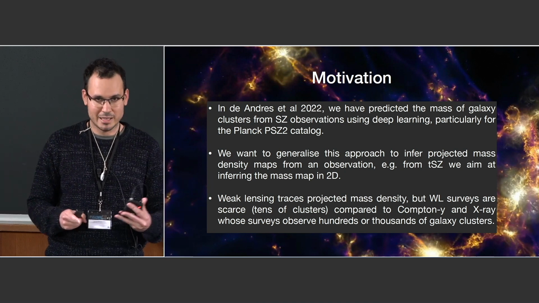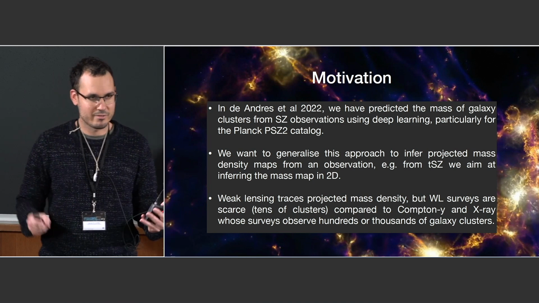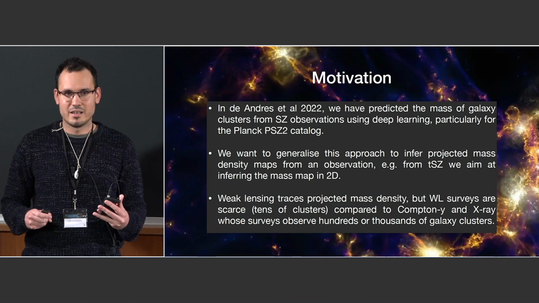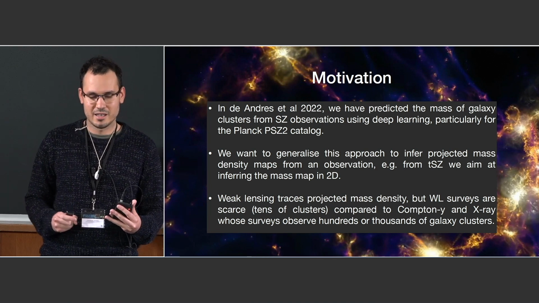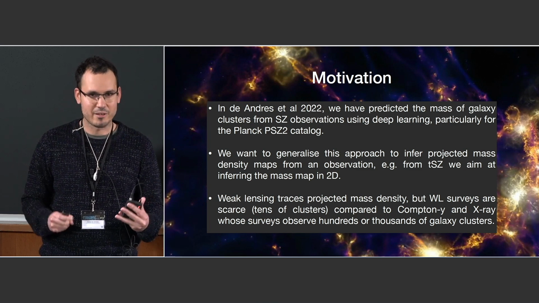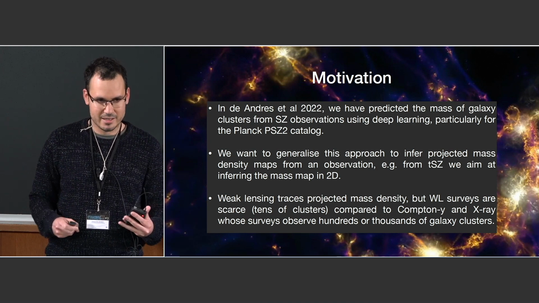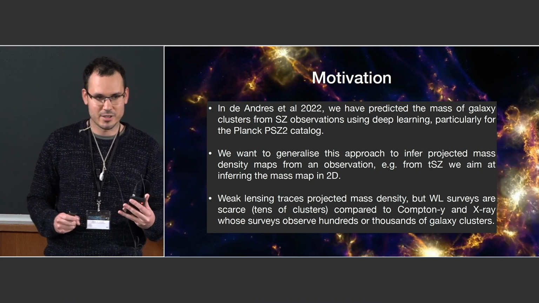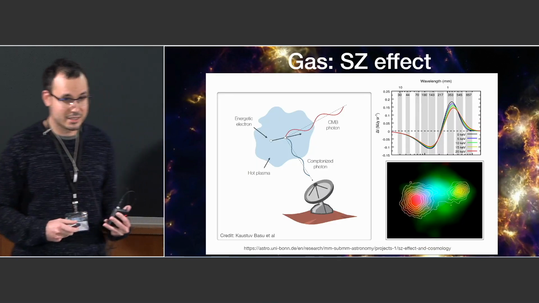But weak lensing maps are scarce in the universe. We have tens of observations of weak lensing, but if you observe galaxy clusters in stars, so the galaxy members, or in microwave, you have surveys of thousands of observations of galaxy clusters. So this project will make this observation more available and easier, in that you can have mass maps from other tracers.